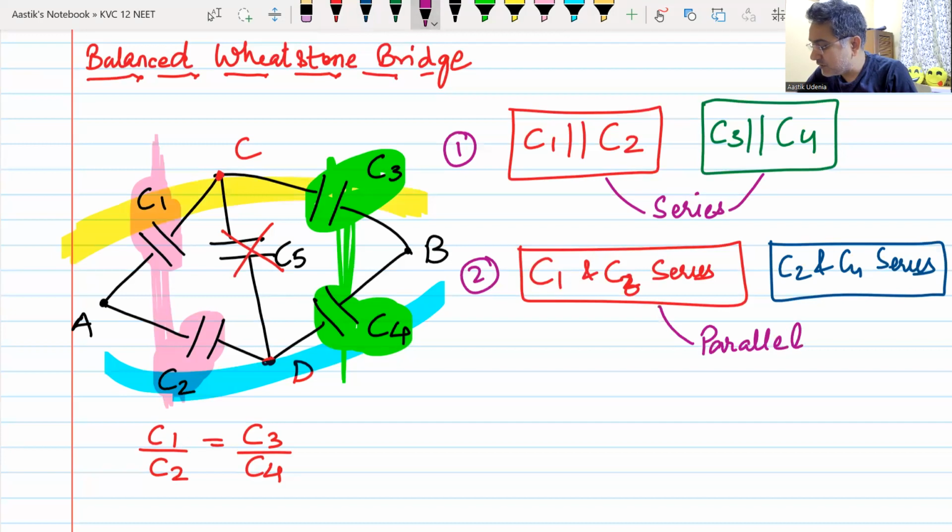So once it becomes a balanced Wheatstone bridge, the question becomes very, very simple, and we can solve it in any fashion that we understand. Do we understand this? This is known as a balanced Wheatstone bridge, and most of the questions that come may be from this balanced Wheatstone bridge.